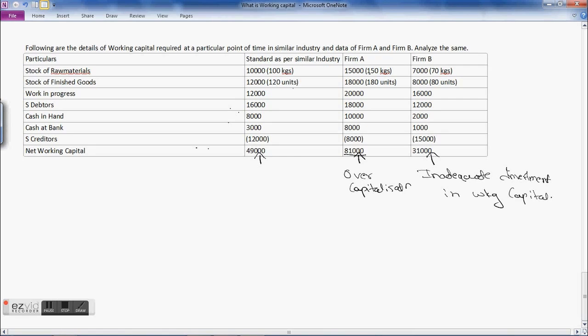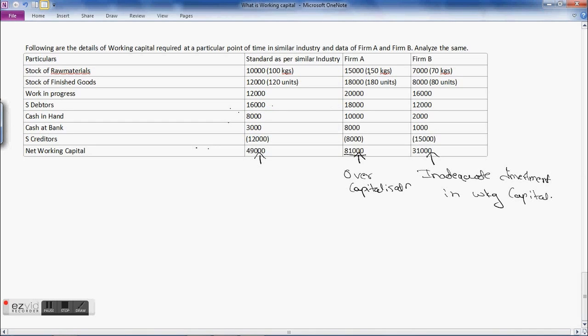Okay, next, stock of finished goods. Stock of finished goods is 12,000 or 120 units. But firm A, again there is overstocking. It has kept 180 units. Then firm B has kept fewer units, that is 8,000 amount and 80 units. Then work in progress. Work in progress is also the same. Standard as per similar industries is 12,000, whereas firm A has kept 20,000 as work in progress, and firm B has kept 16,000 in work in progress. So there will be more increase in your finished goods after some days in case of firm A, which will again lead to overstocking.